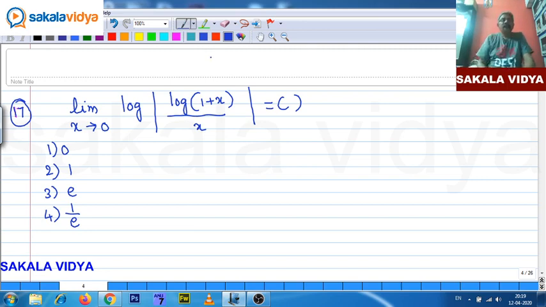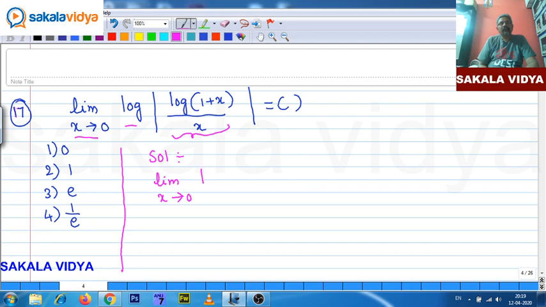So now, to find out the limit of this function, I will explain the shortcut here. What is the shortcut? Limit x tends to 0, log of (1 plus ax) upon x equals a. You remember this shortcut.